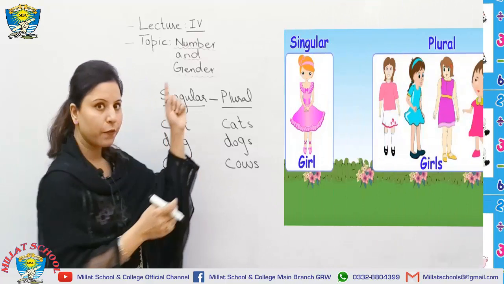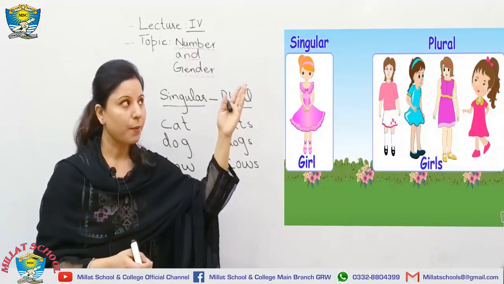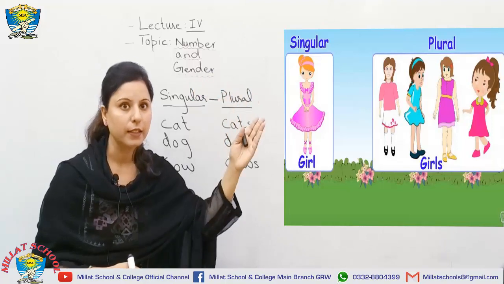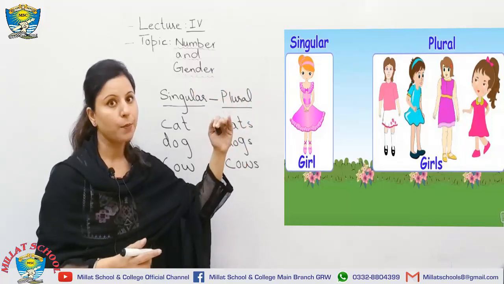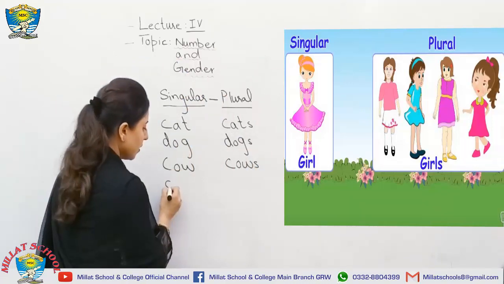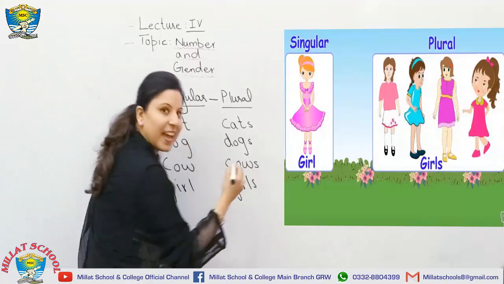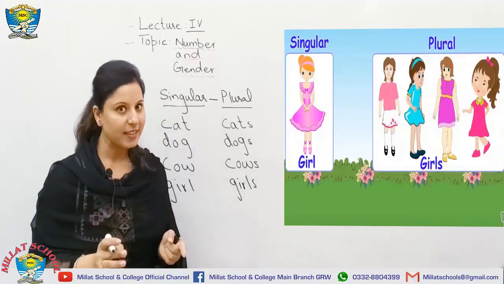So I am telling you one more interesting thing. That is, if you can see this picture, it is a picture of a girl. But if there are more than one girl, it becomes girls. Yes, exactly. It is easy.